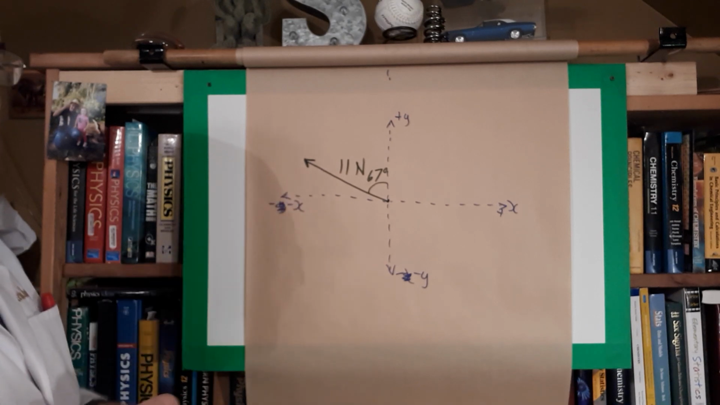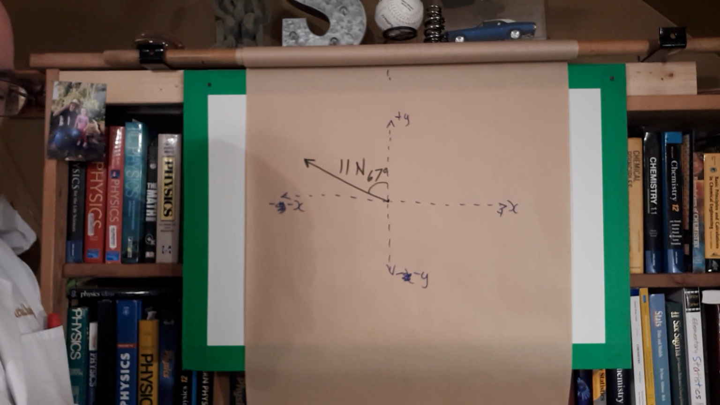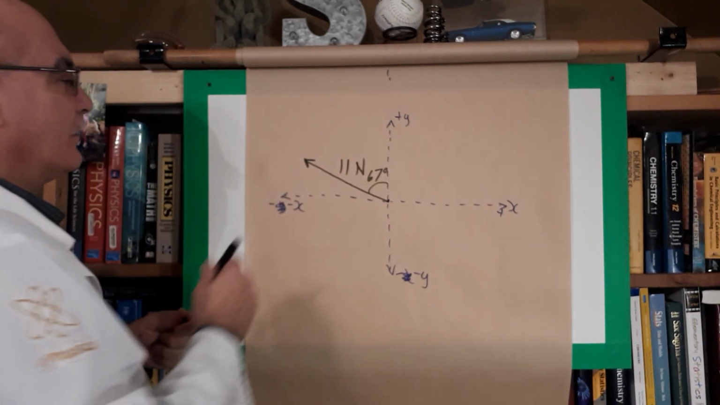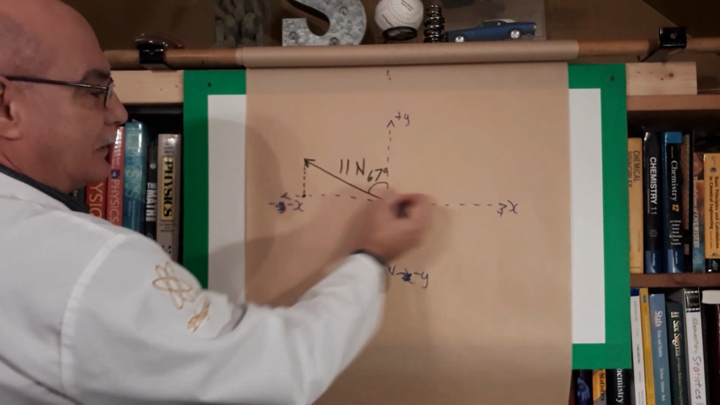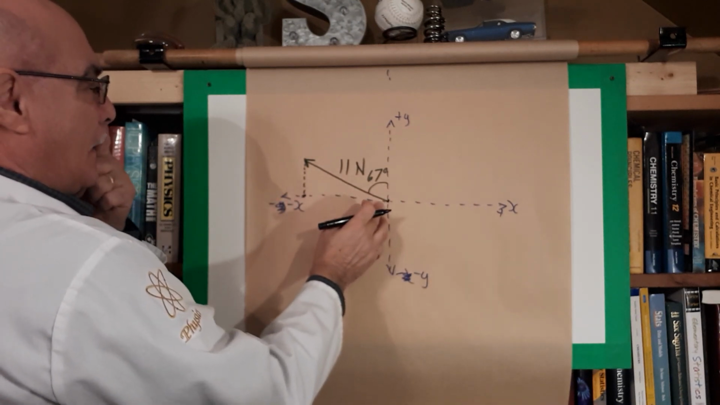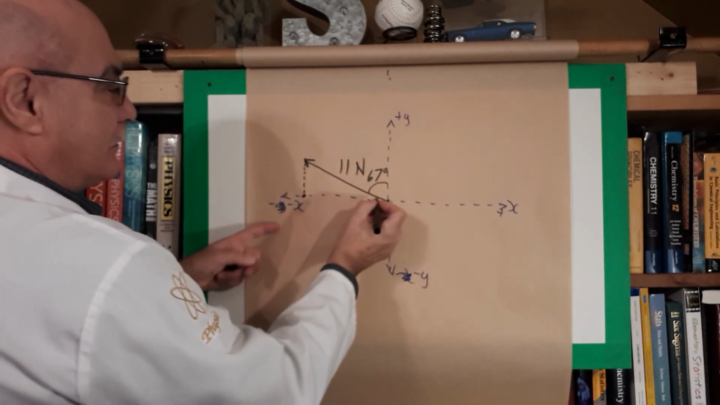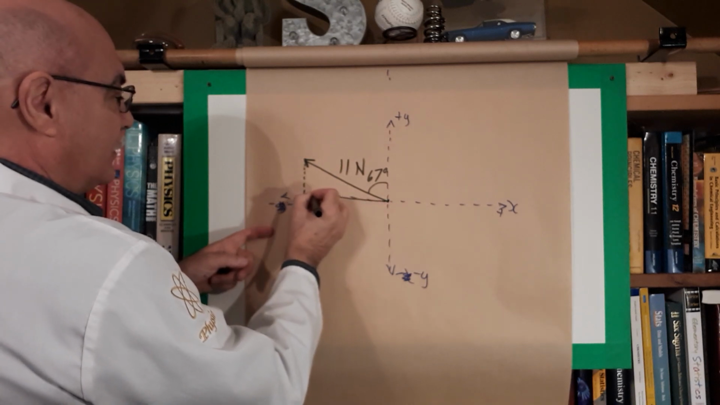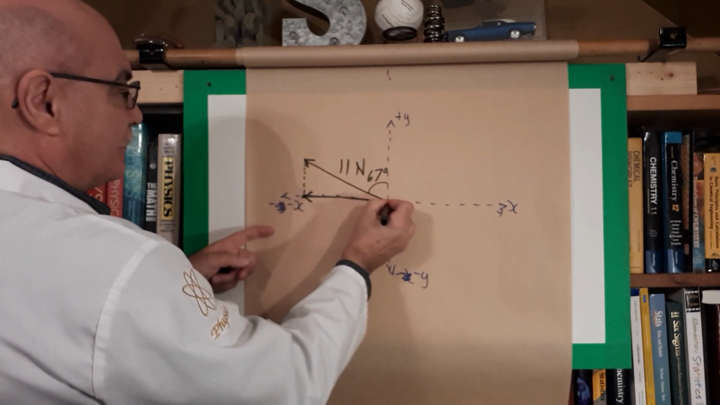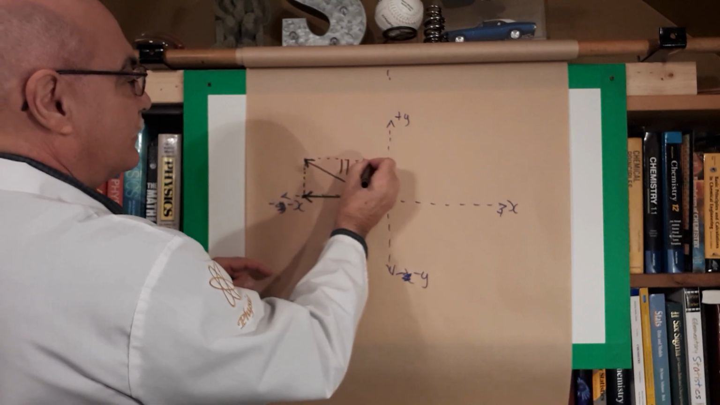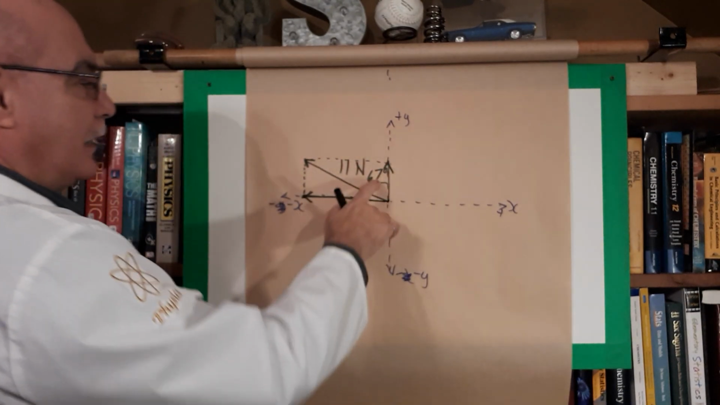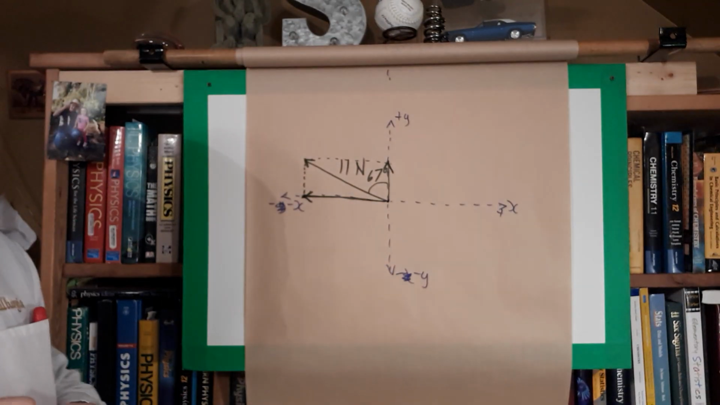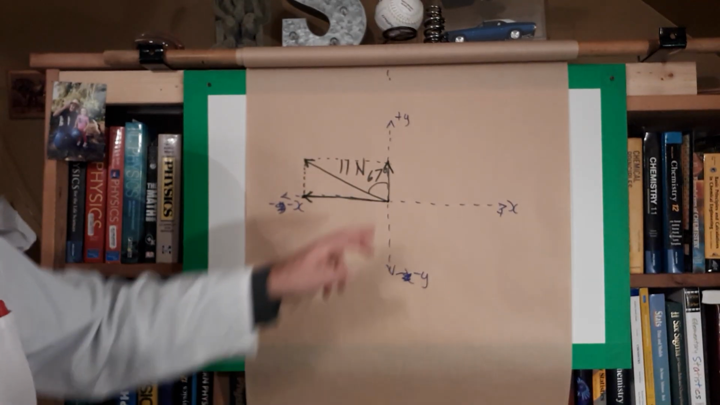So let's resolve this here into its two components now. Same as before. Drop the tip all the way down till it intersects the x-axis, parallel to the y, so this will be the x component. And doing the same thing for the y, this is now the y component, and the angle is 67 degrees. The equations now that we're going to use for the two components.